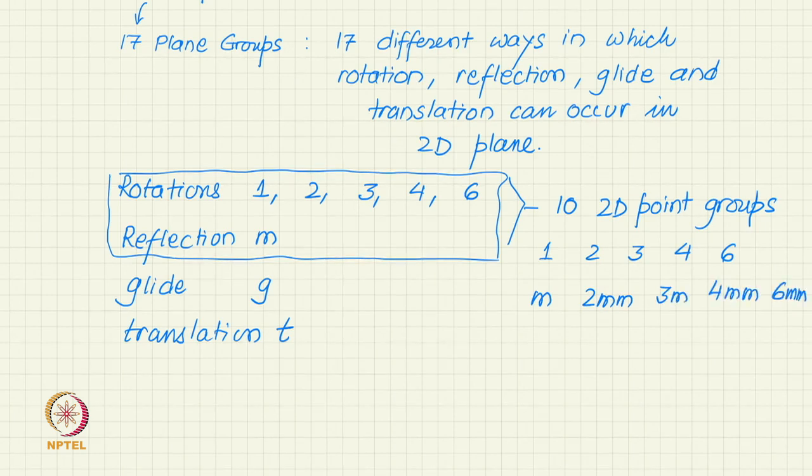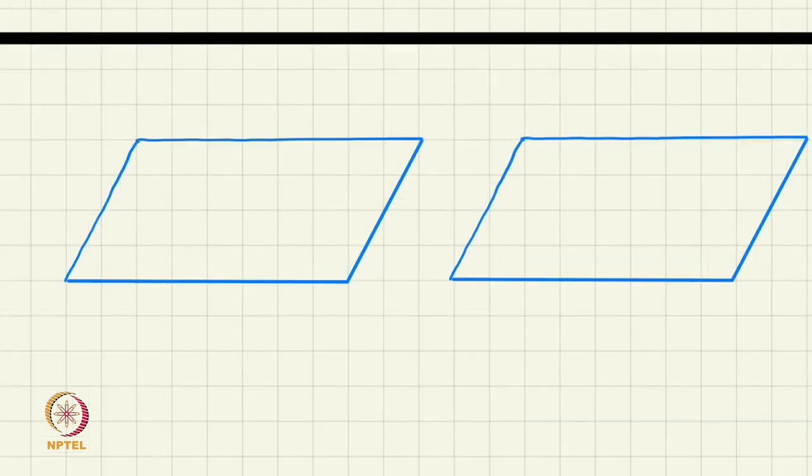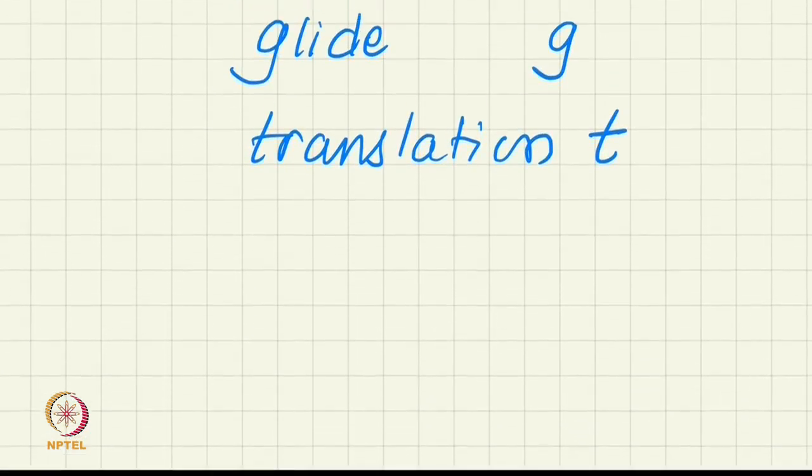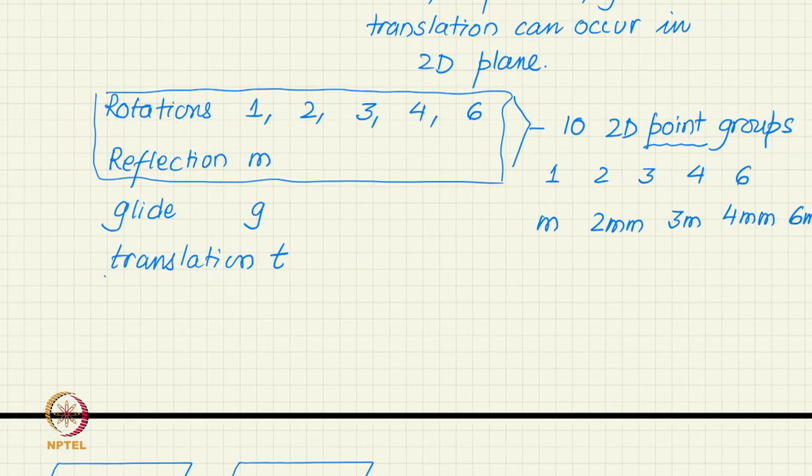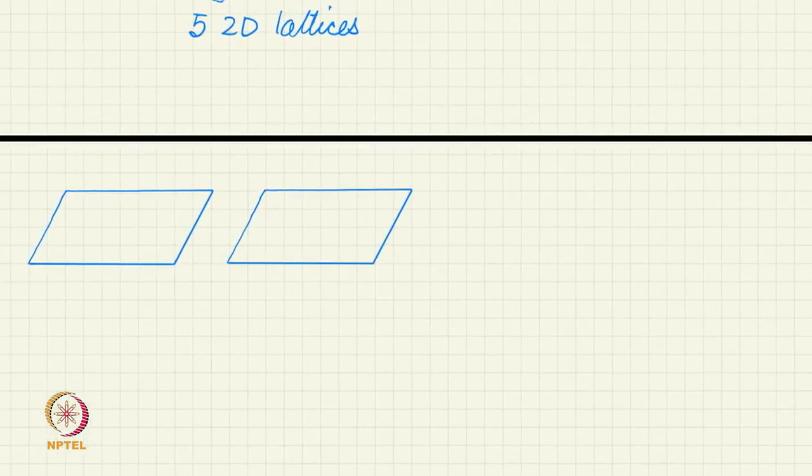In point groups, of course, you can't have either glide or translation because both have translation component and translation moves all points. Point group, one requirement is that at least one point should remain fixed. So then in the last class we saw 2 examples of point groups, the 2 simplest point groups, so to say. So the simplest point group is based on oblique lattice. We also have 5 2D lattices if you look only at the translations, and one of them is this oblique lattice.